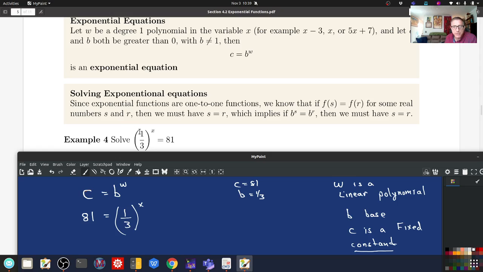Since exponential functions are one-to-one functions, we know that if for some values s and r, f of s is equal to f of r, then we have to have s is equal to r. That is, if b raised to the s is equal to b raised to the r, then we have to have s is equal to r.